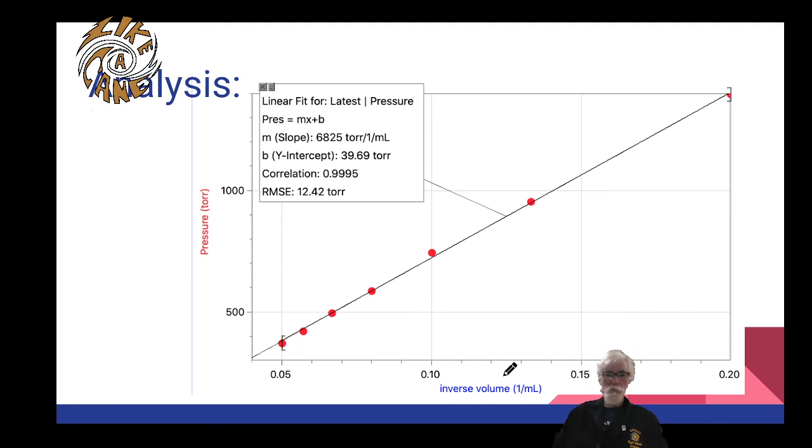When I replotted pressure against the inverse of volume, I find that I get a correlation value that's much better, and that confirms that this line would be a good model for the relationship. But the equation for this line is pressure is slope times, not volume, but 1 over volume, or inverse volume. The vertical intercept, 39.69 torr, is much, much smaller than the highest pressure value, and so it's okay to throw that out of our relationship.